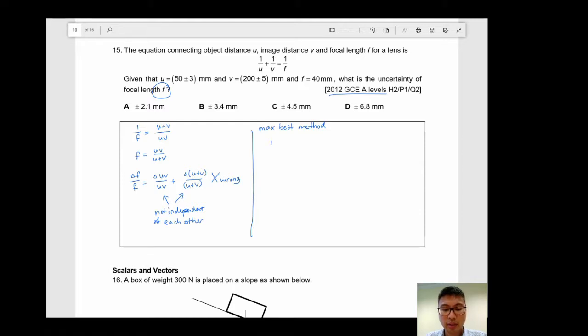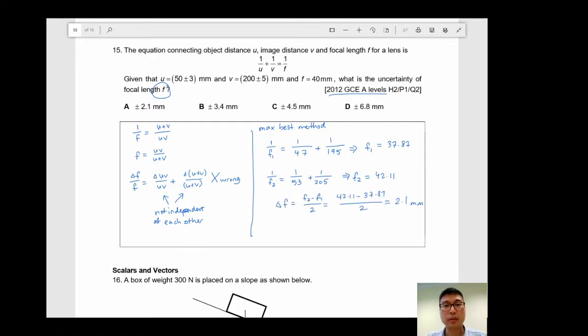Let's try 1 over f1 first. Now, we know that the maximum and minimum values of u are 47 to 53. And then 1 over v varies from 195 to 205. So using these two ways, we can calculate f1 and f2. And then the uncertainty can be obtained by finding the range of these values and dividing by 2. So the answer is A.